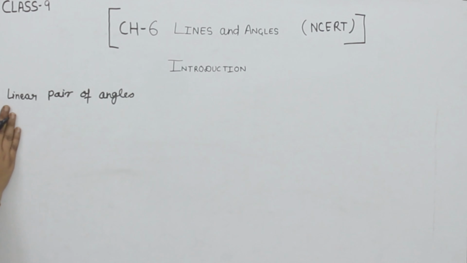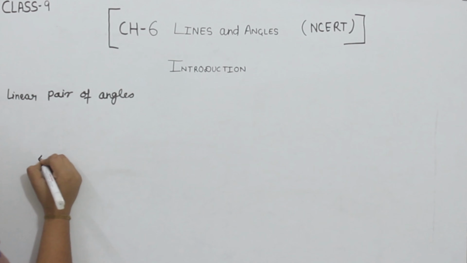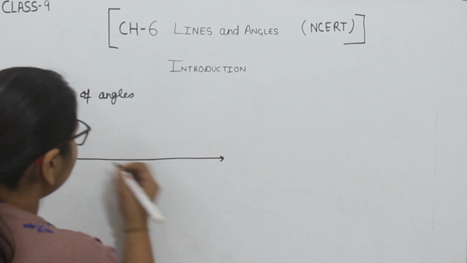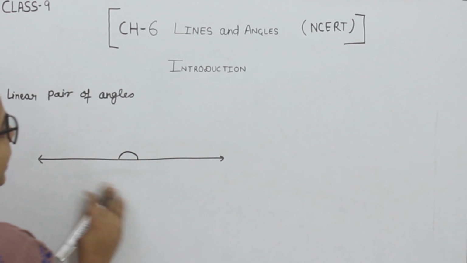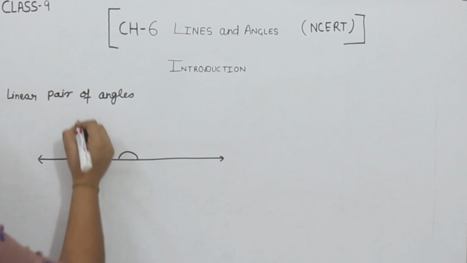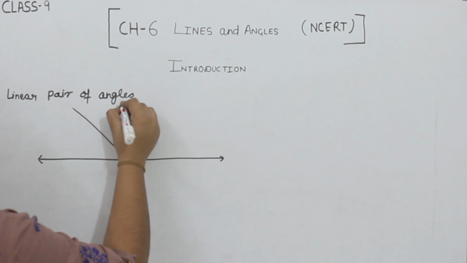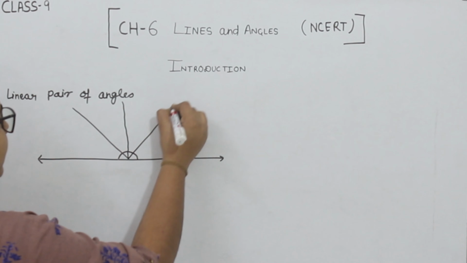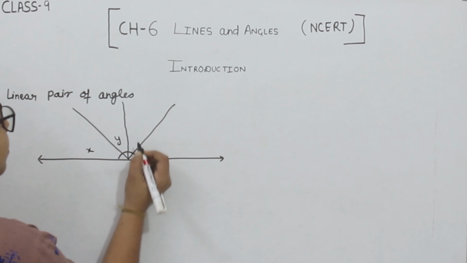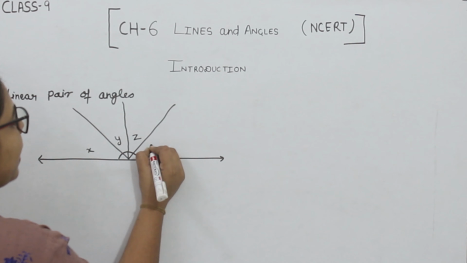Now comes to the next topic, linear pair of angles. Now the angles which we draw on a straight line are called a linear pair of angles. For example, these are the angles: angle x, angle y, angle z and angle p.